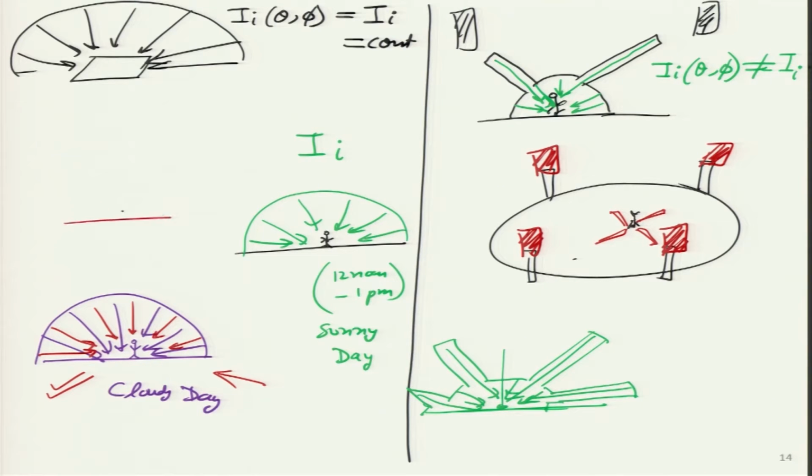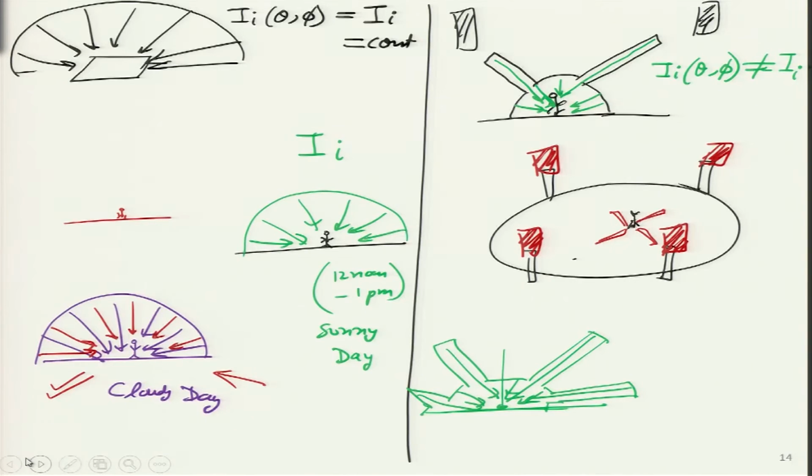So, if a person is standing on the moon surface over here, and let us say the sun is present at this particular point, then only one source of intensity is coming over here. This is the solid angle, and everywhere else it is 0. So, 0 in all the directions.